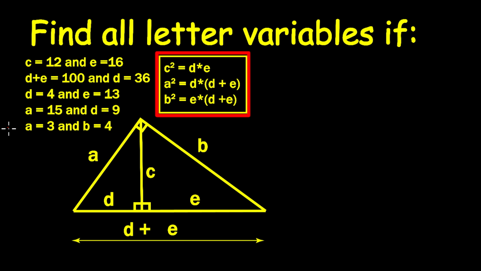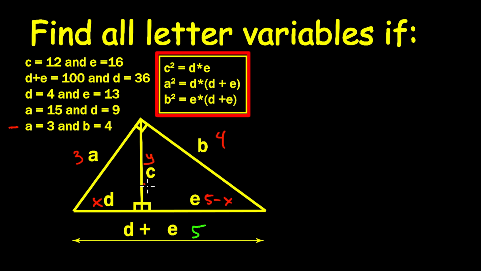And now we will move on to the last line. If you were hoping for something much more challenging, this is it. A is 3 and B is 4. So now if A is 3 and B is 4, then D plus E is 5. 3, 4, 5 triangle. So let's say D is X, then E is 5 minus X, and then we're going to call this Y. And then we'll use these formulas and Pythagorean theorem to get both variables.